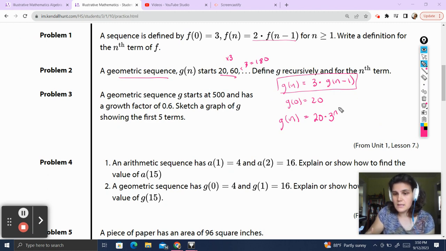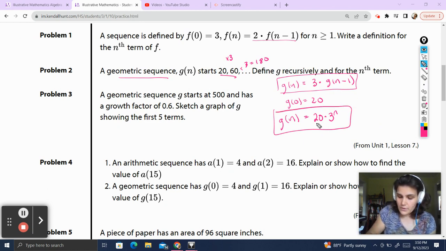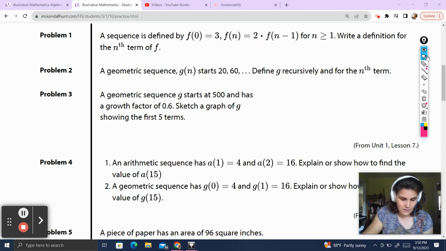So again, because this is a geometric function, we're going to be looking at this formula for most of these questions. And what we're noticing is the initial value, or the first term, is this constant. This is going to be your rate of change, and your n goes up in an exponent. So we're going to keep seeing this pattern over and over again. Let's go to the next question.